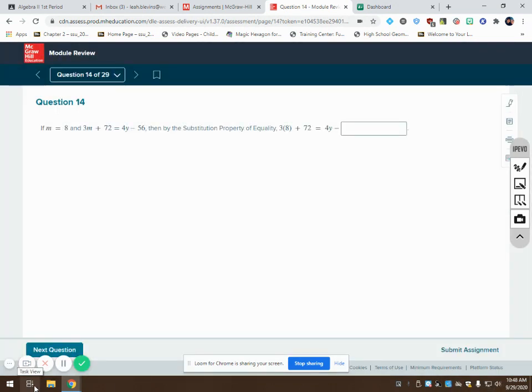And number 14, m equals 8, and 3 plus m plus 72 equals 4y minus 56. Then by the substitution property of equality, 3 times 8, they substituted the m with 8, plus 72 should still equal 4y. Nothing changed. This should still be minus 56 here. So this should be a 56 typed into that box. The only thing that changed was this 8 got substituted in place of this m.